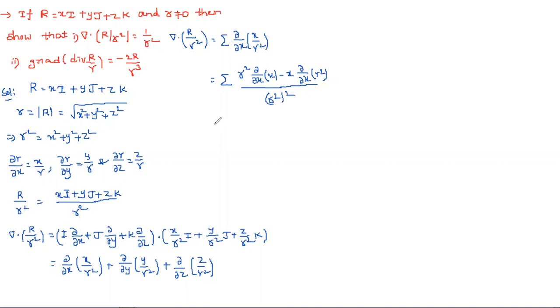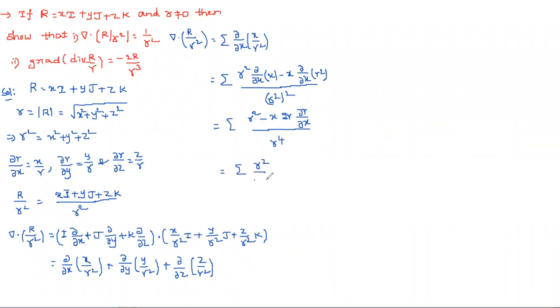So this is equal to summation r square into dou by dou x of x, which is nothing but 1, minus x into the derivative of r square, which is 2r, since r is a function of x, y and z, into the derivative of r, which is dou r by dou x, whole thing by r square whole power, that is a power mn, r power 4. And now you can split this one. If you split this one, what will we get?